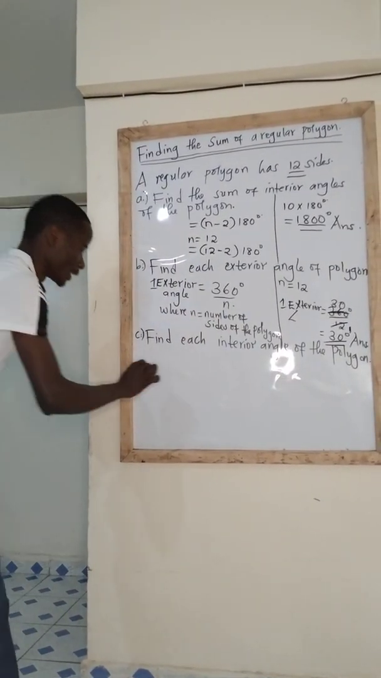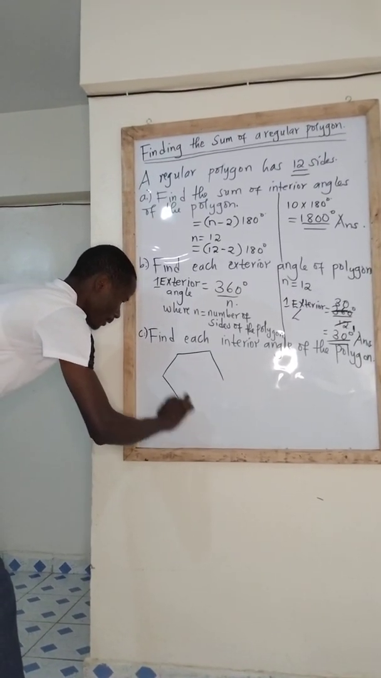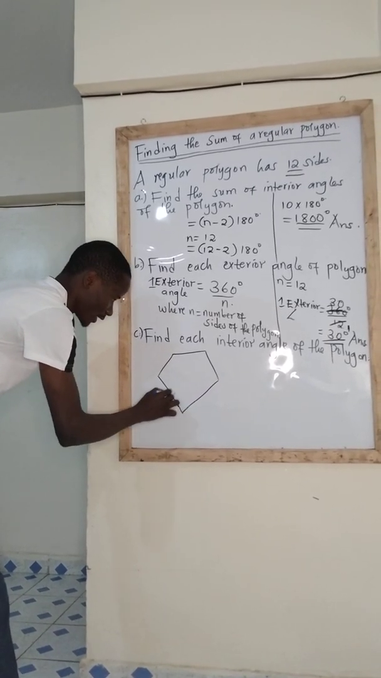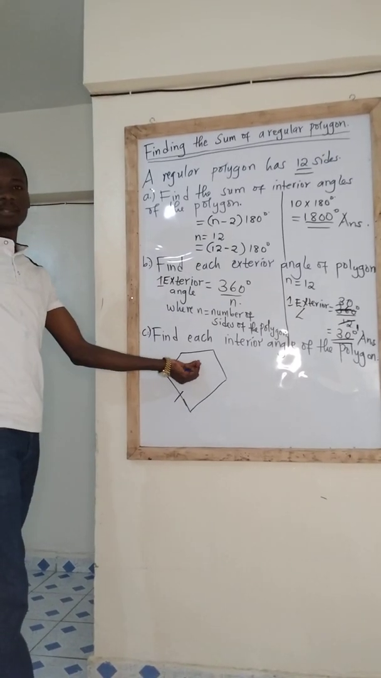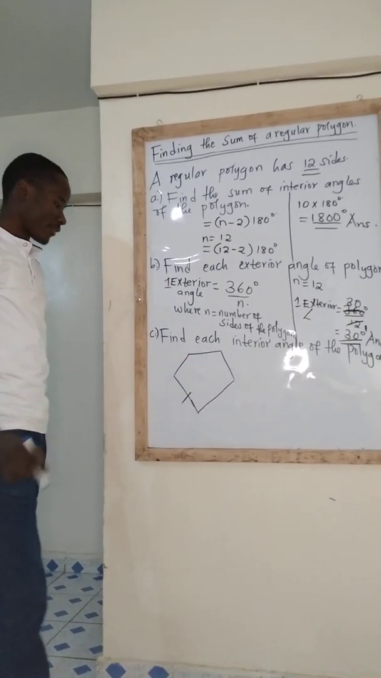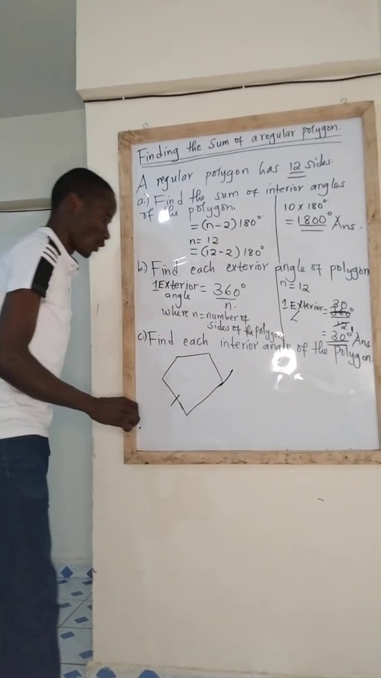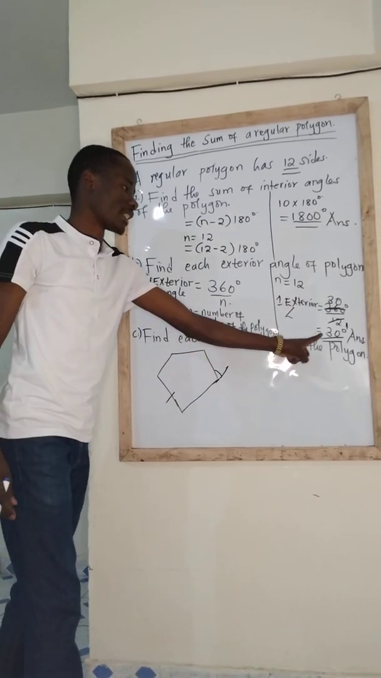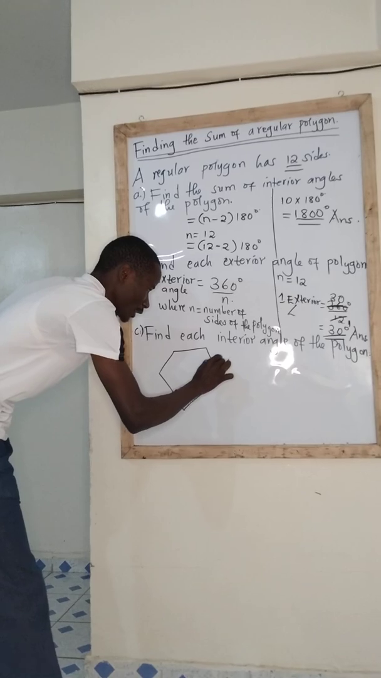What do we know? If this is my polygon, I want to assume that our polygon is 5-sided: 1, 2, 3, 4, 5. A 5-sided polygon is called a pentagon. Then we are being told to find each interior angle. We have found that the exterior angle is 30 degrees, so you put it here, 30 degrees.